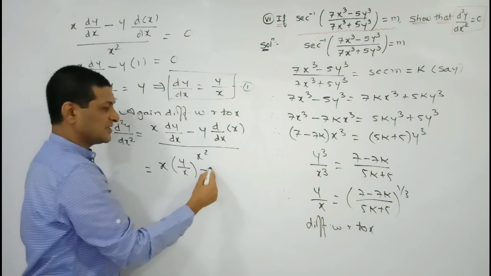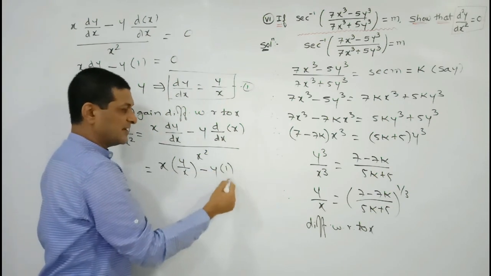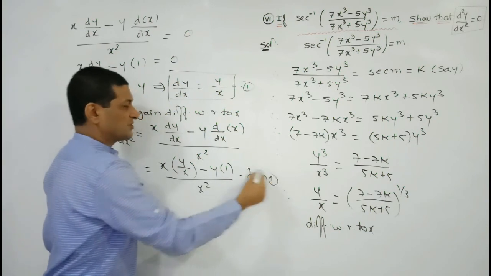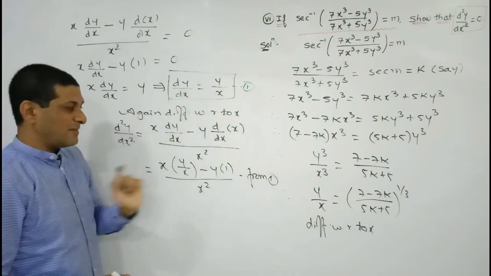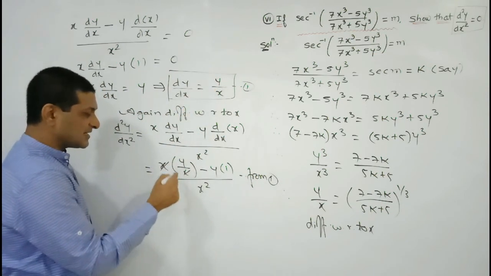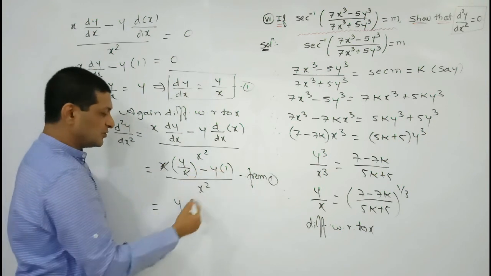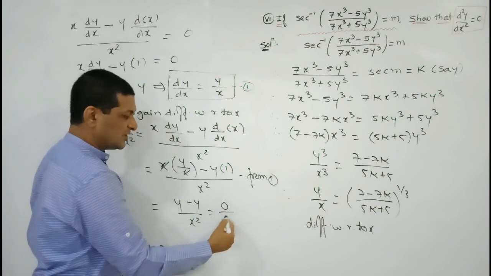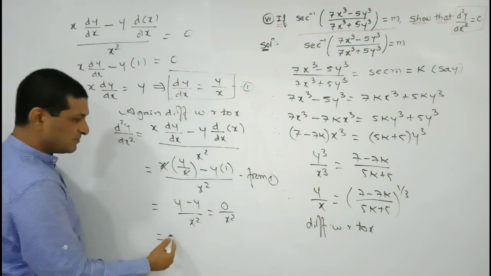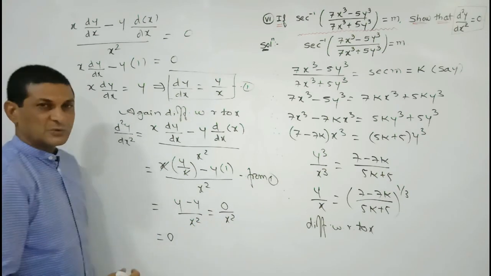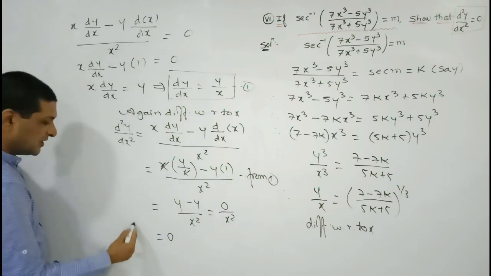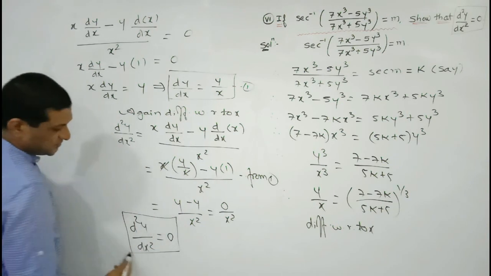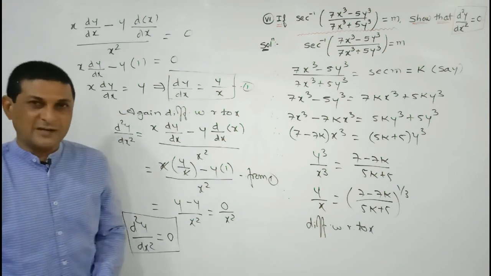From which equation? First, y, keep it as it is, here derivative of x is 1, divided by x square as it is. This value we have substituted from equation number first. Which value? dy by dx I am replacing by y by x. So x will get cancelled, the remaining term is y, and minus y divided by x square. So here y minus y will be 0 divided by x square, and 0 divided by x square will be equal to 0, because 0 divided by any number is 0. In this way we have shown that the value of d2y upon dx square is equal to 0, and that is our required result here.